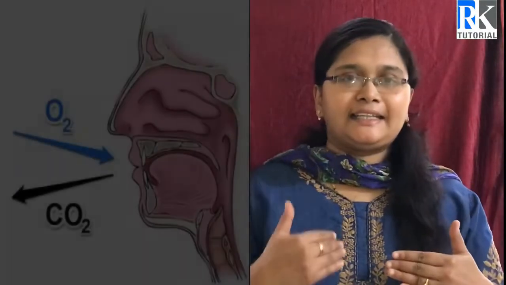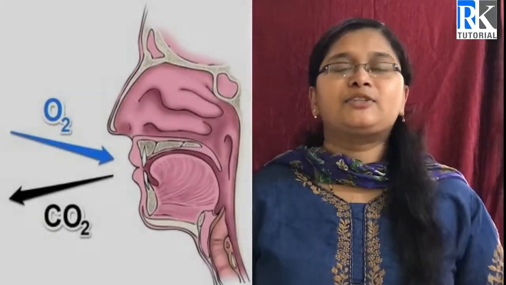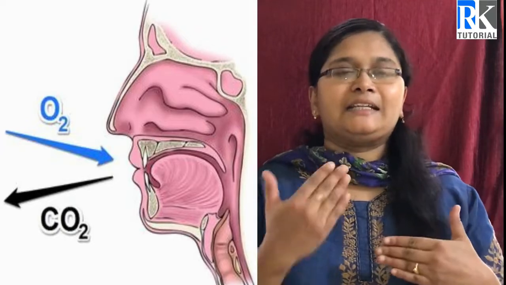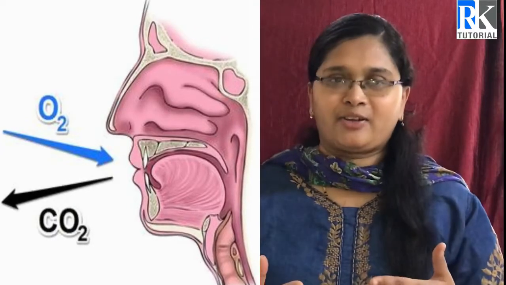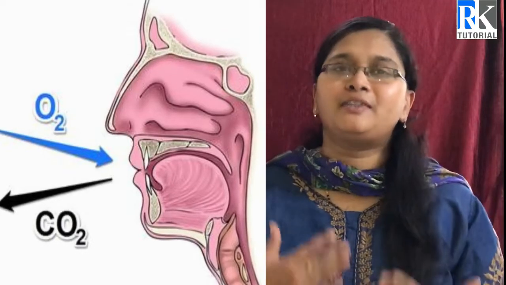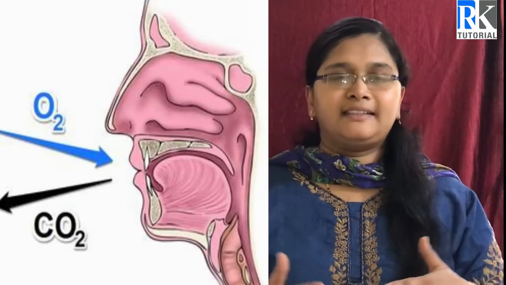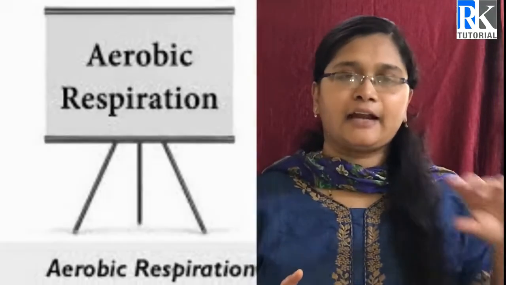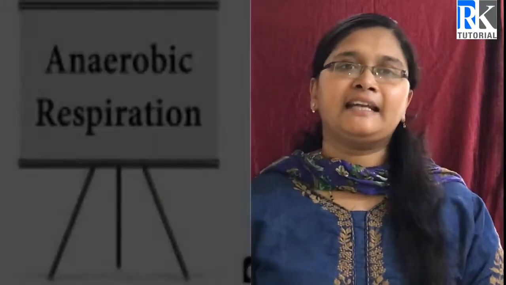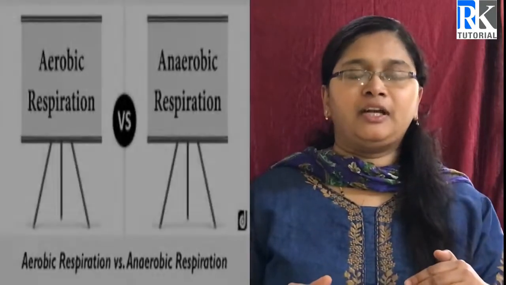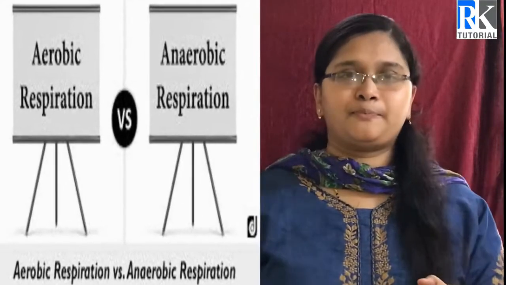Now, I breathe in and I breathe out. That is called inhale and exhale. So, I'm taking in oxygen and giving out carbon dioxide. So that I call it as a process of human respiration. But there are two different categories of respiration, that is aerobic respiration and anaerobic respiration. So let's have some brief information about these two kinds of respiration.